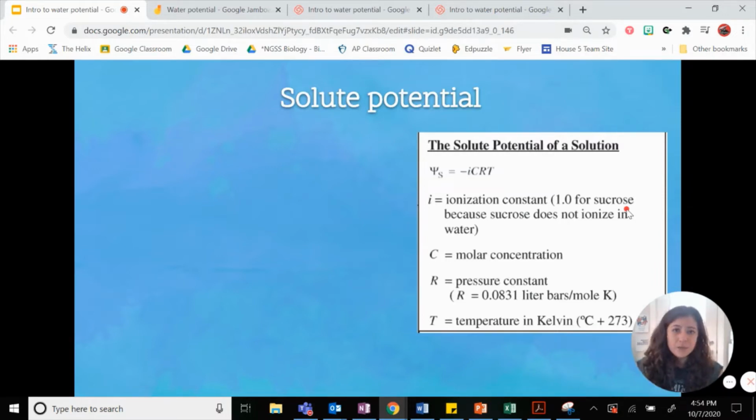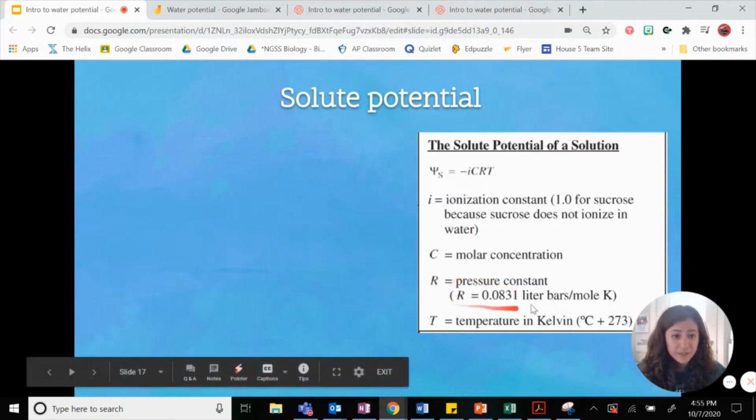You don't need to know solubilization rules or ionization rules for AP Bio. The questions will tell you if the ionization constant is something other than 1. In most problems, it's going to be sucrose, which i just equals 1. But if not, the problem will say. Okay, so that's negative i. C, that's the concentration of your solution in molar. R is a constant that will always be given to you. It's on this formula sheet. And then T is the temperature of the solution in Kelvin. Crucially, in Kelvin. Don't forget to convert to Kelvin, right?